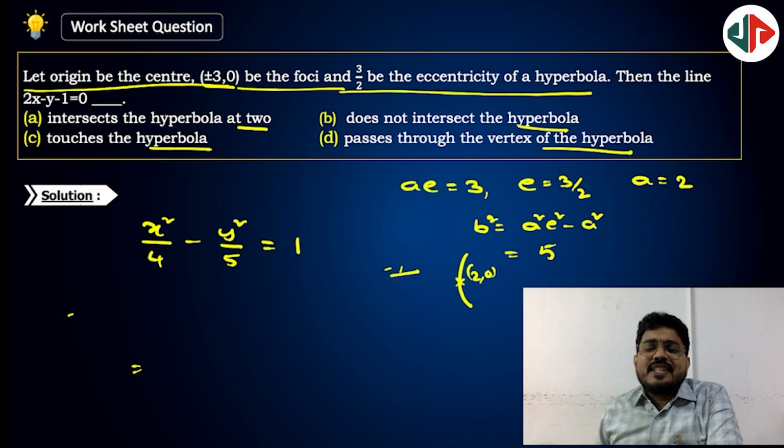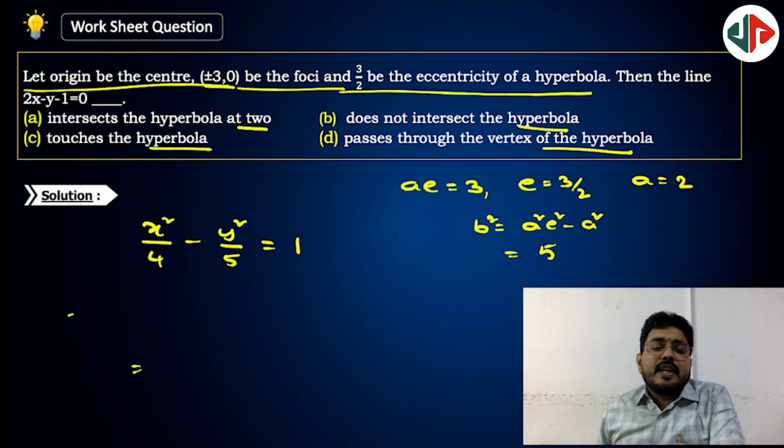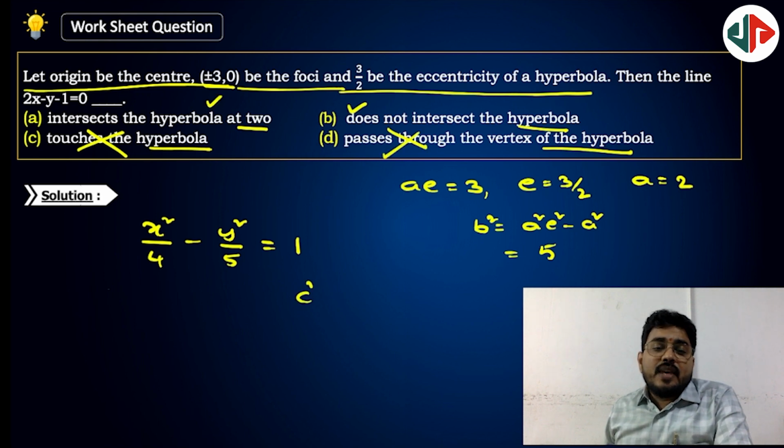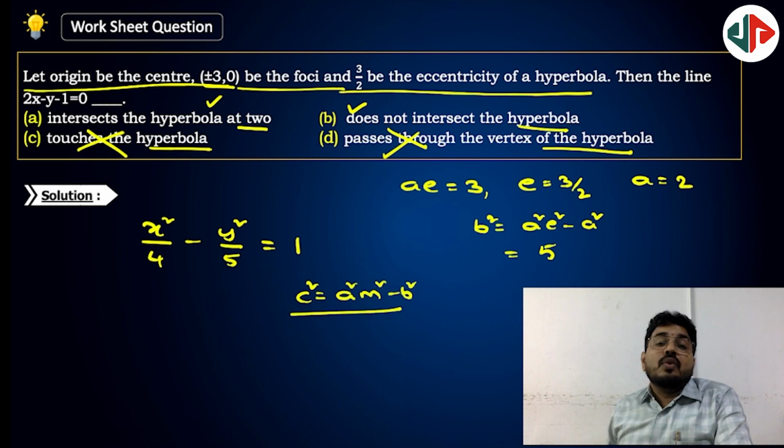So what I suggest is you can go ahead with the condition for tangency. The line touches the hyperbola at only one point, or passes through it. One of these two. See, c square is equal to a square m square minus b square. It touches if equal; if more, no. So you can go ahead with that one.